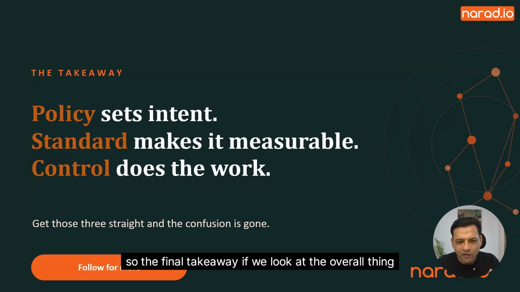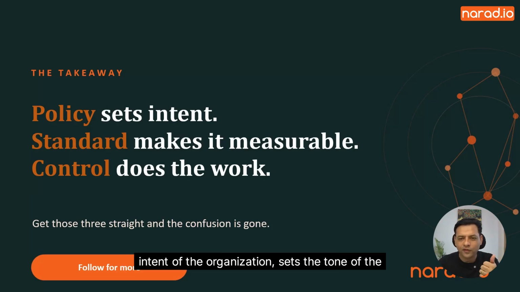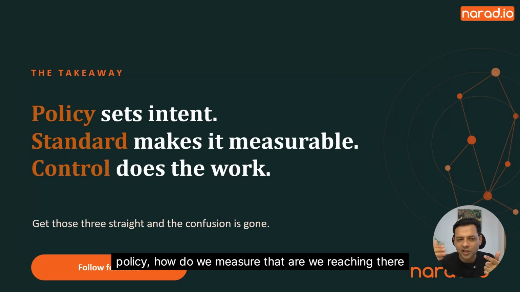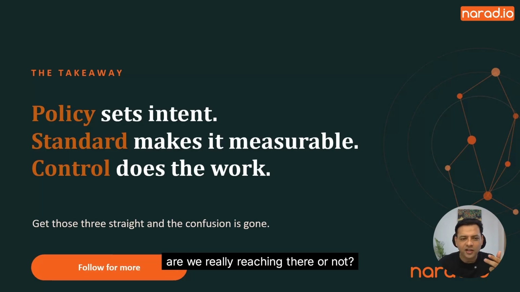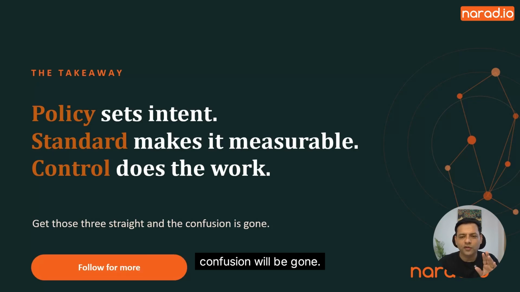So the final takeaway, if you look at the overall thing: policy sets the intent of the organization, sets the tone of the company. Standard makes it measurable, so that if we have the policy, we can measure whether we are reaching there or not. And control does the actual work, providing us with the evidence at the end that whatever we are trying to enforce, wherever we are trying to reach, we are really reaching there. If you get these three things straight, most of the confusion will be gone.